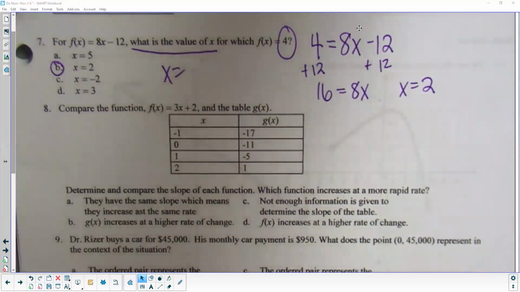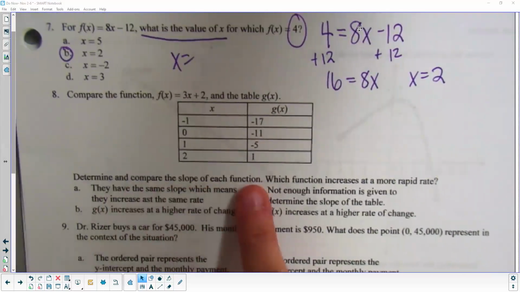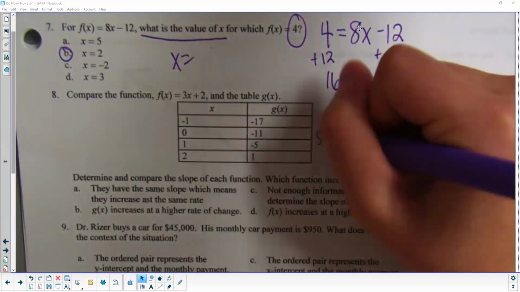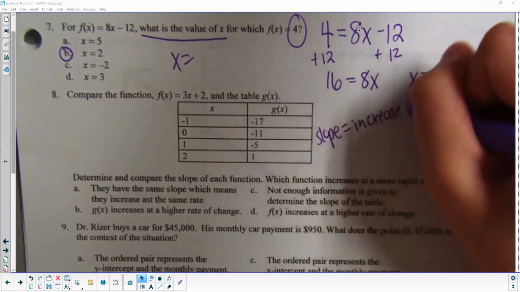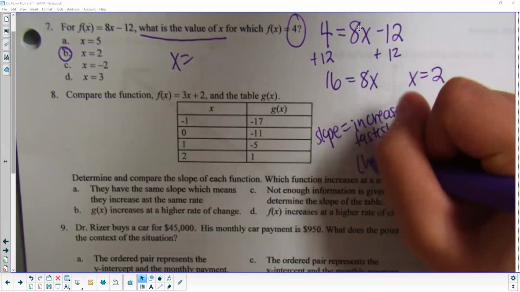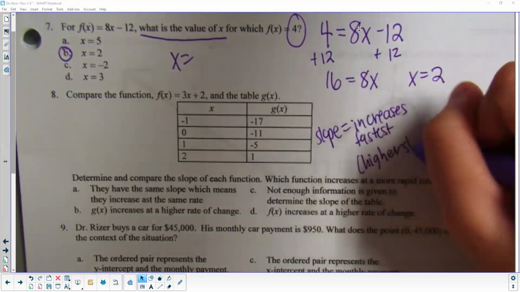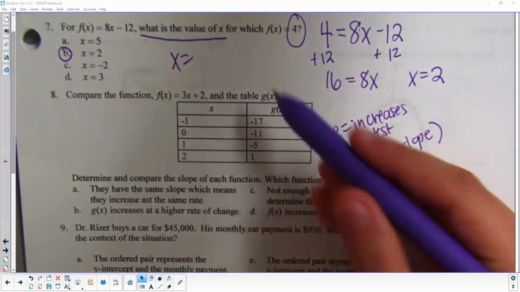Now, comparing the graph to the table, the line to the table. So we're determining and comparing the slopes of each function. Which one increases at a more rapid rate? So I'm looking for the slope that increases the fastest. Which one has the higher slope, the bigger number of the slope? So if I'm looking here, I got to look at the differences between my rises over my runs, right?